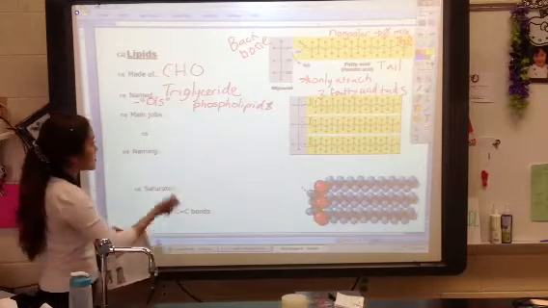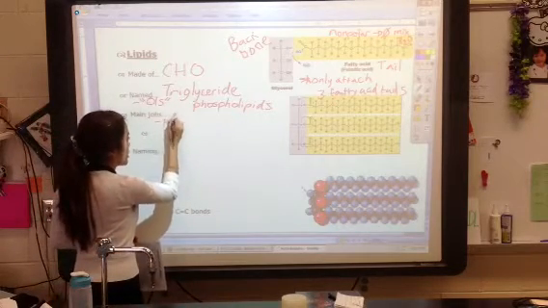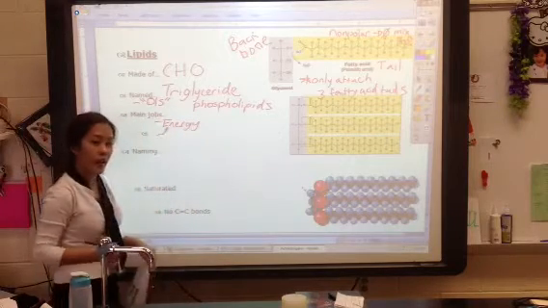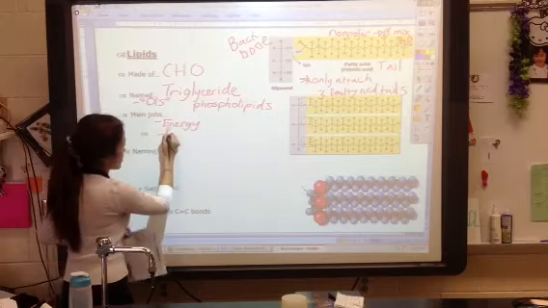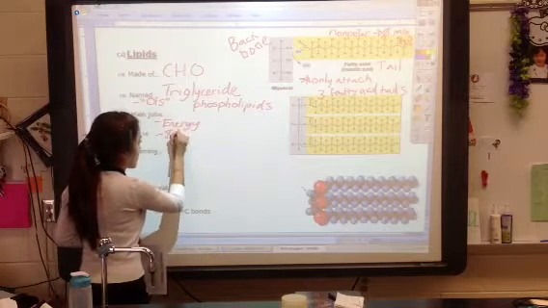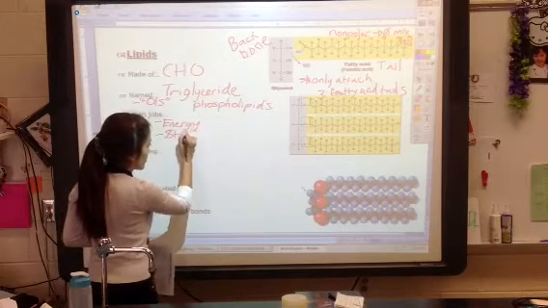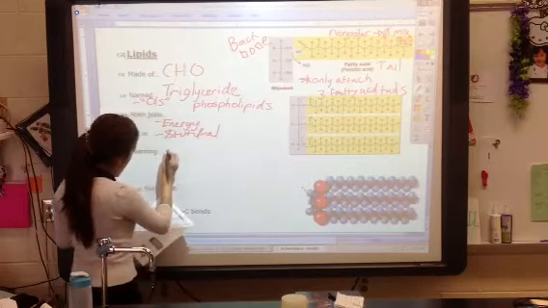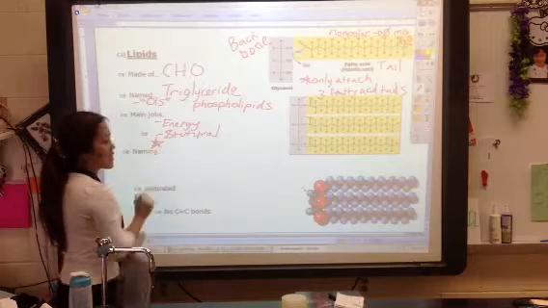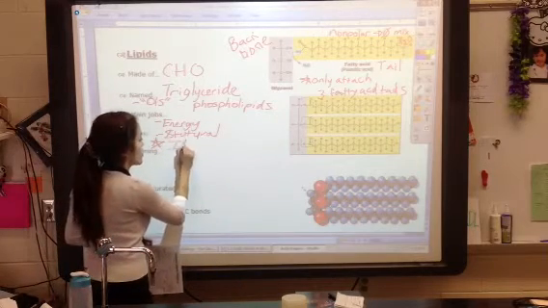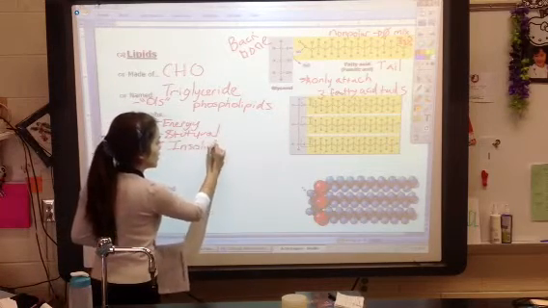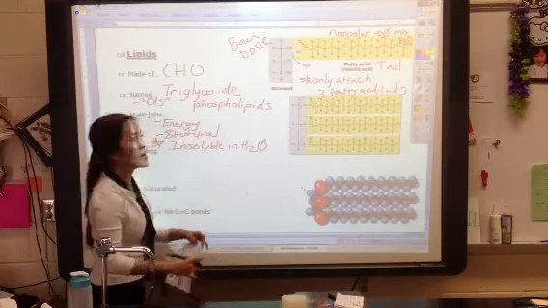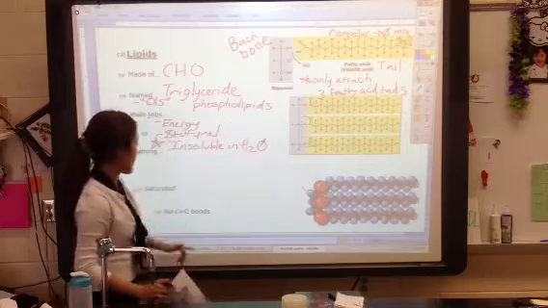And some main jobs of lipids would be energy, for long-term energy use. They're also going to be structural. That's what our phospholipids are going to be used for. And then we just want to keep in mind as one of their big characteristics that they're going to be insoluble in water because of those non-polar fatty acid tails. Okay?